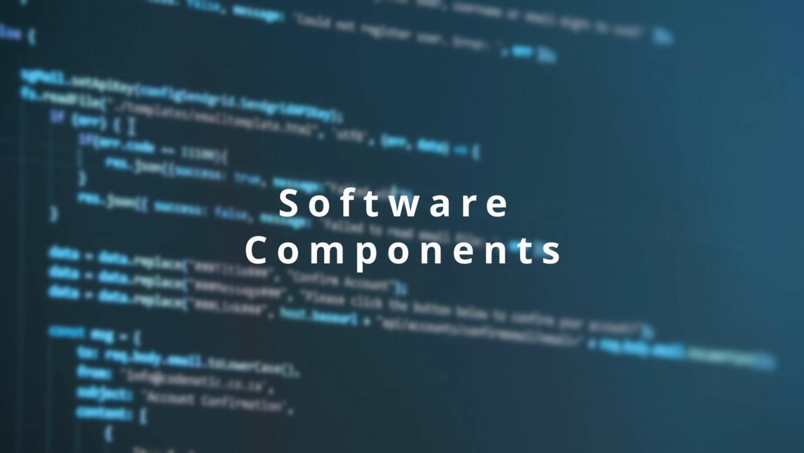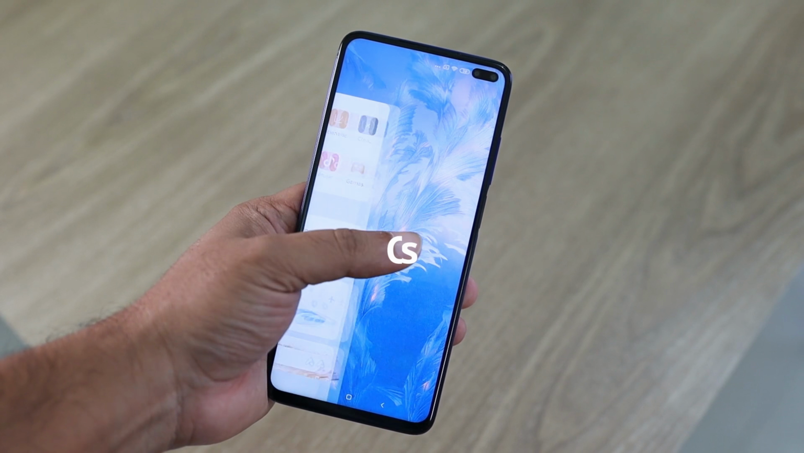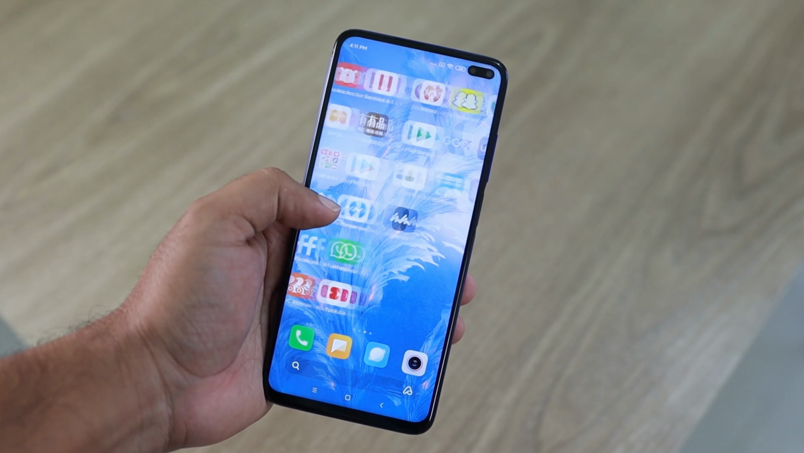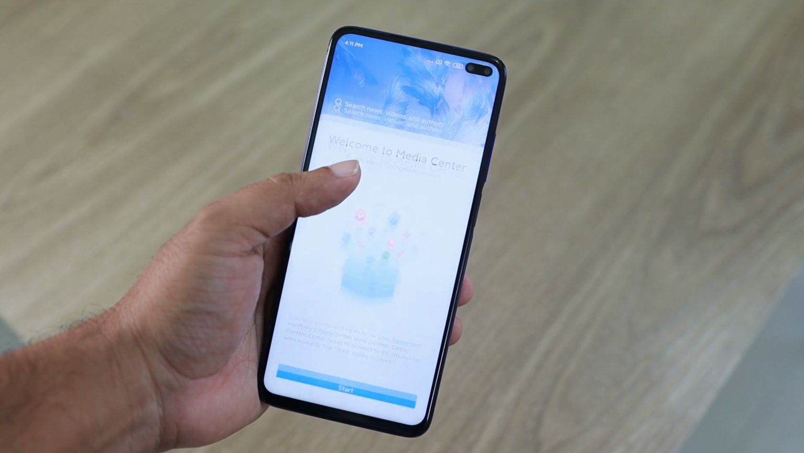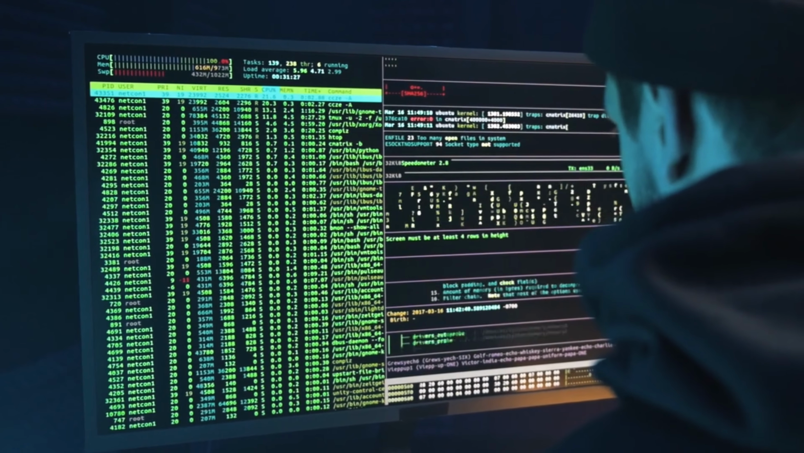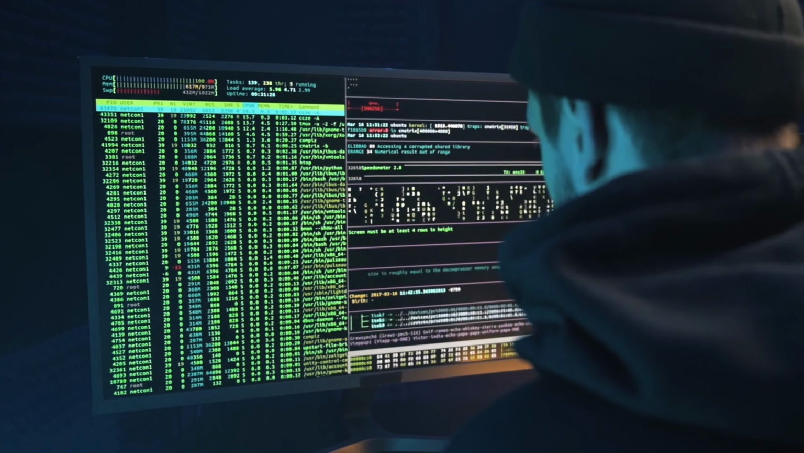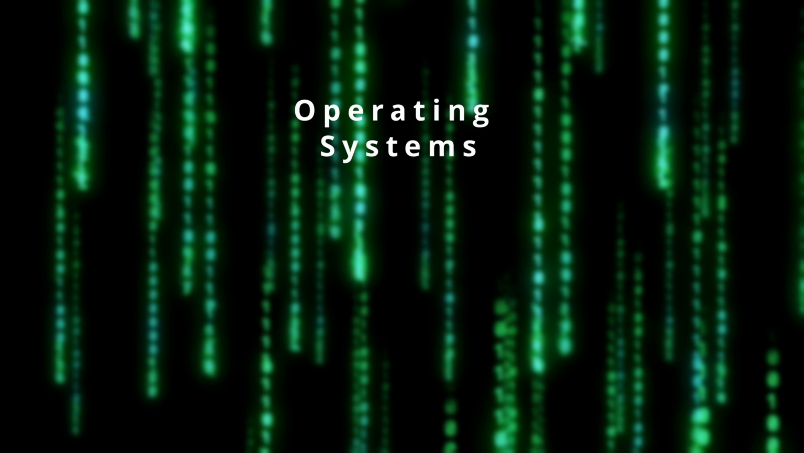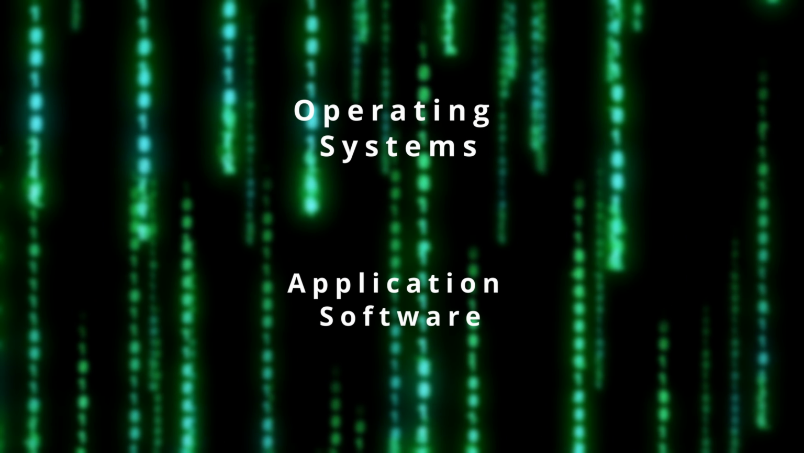Software components. Another crucial part of any computer along with its hardware components is its software. Software refers to the instructions that tell the computer what to do. It can be divided into two categories: operating systems and application software.